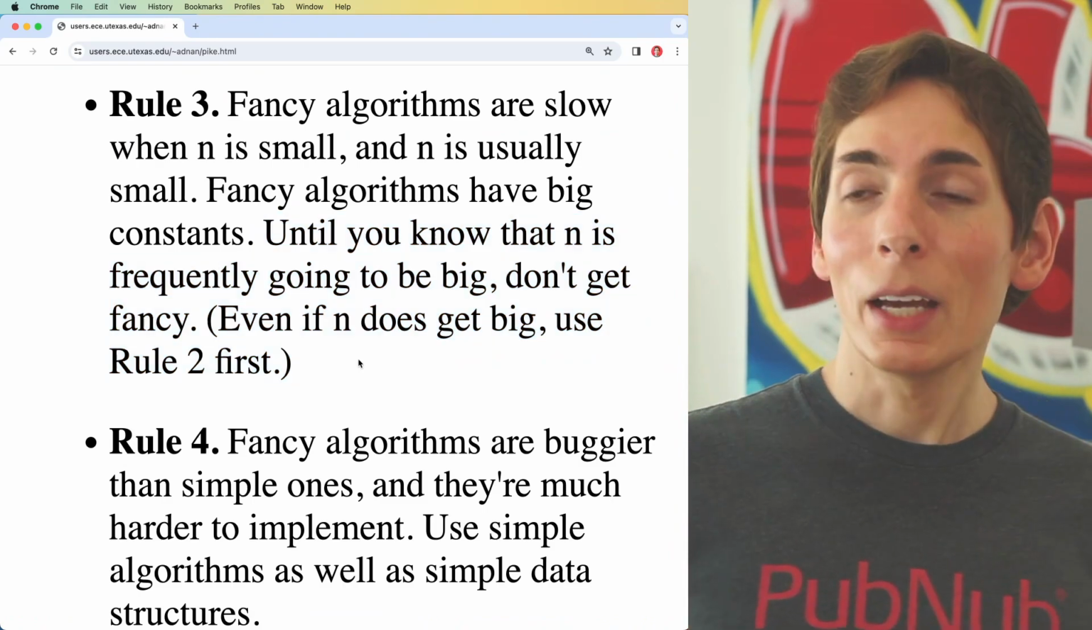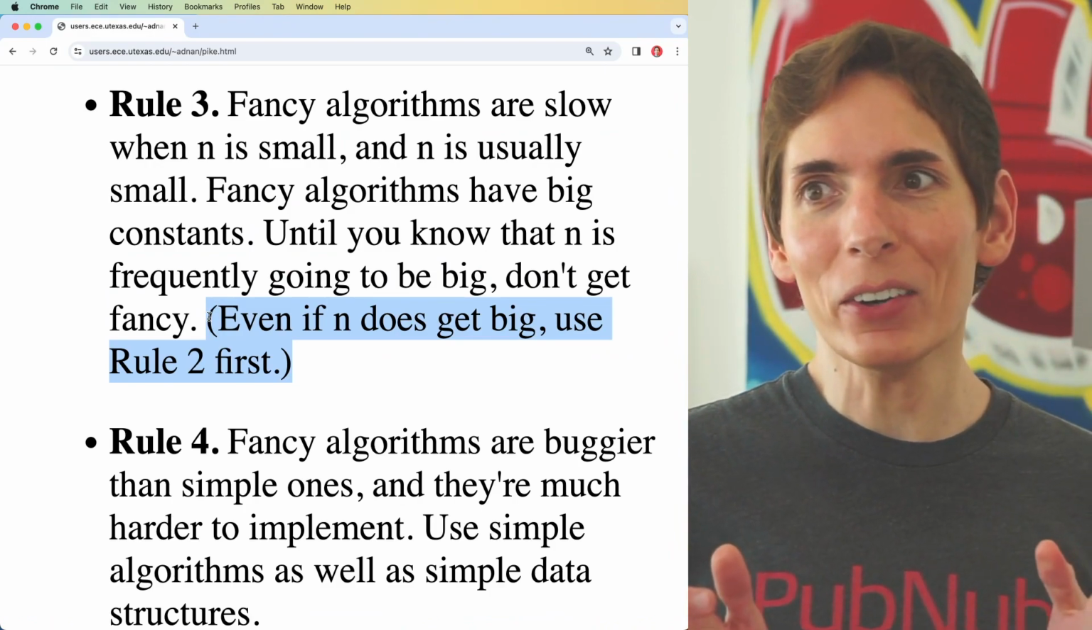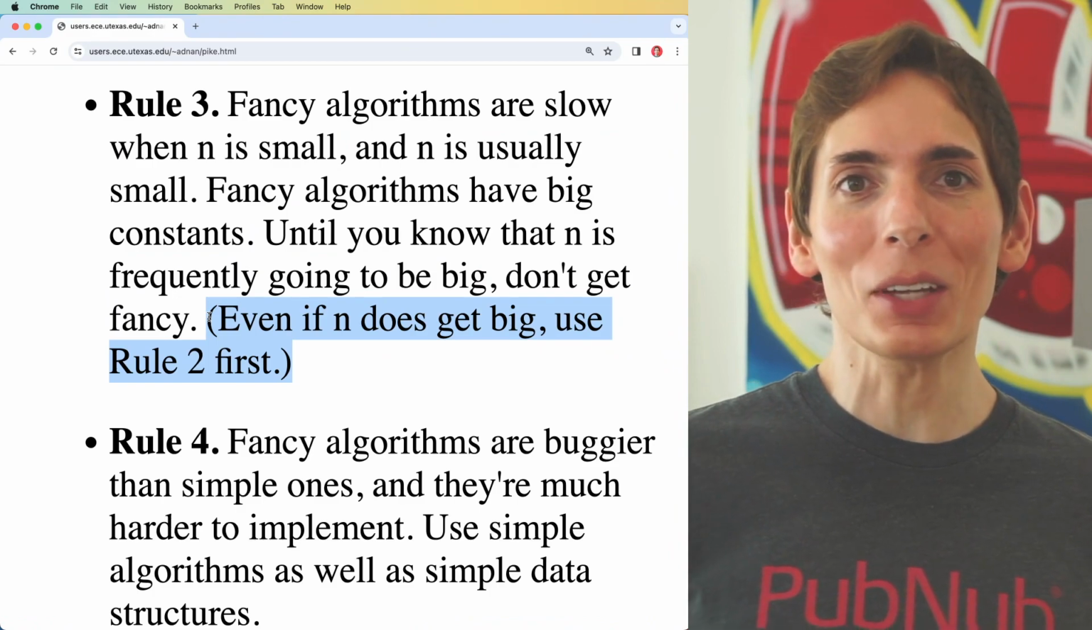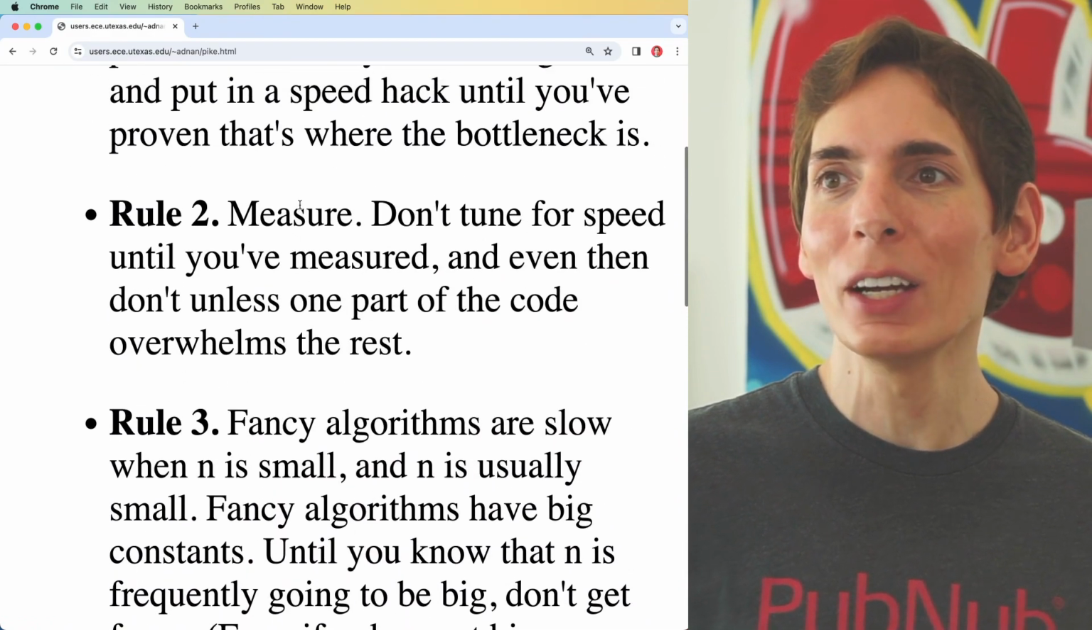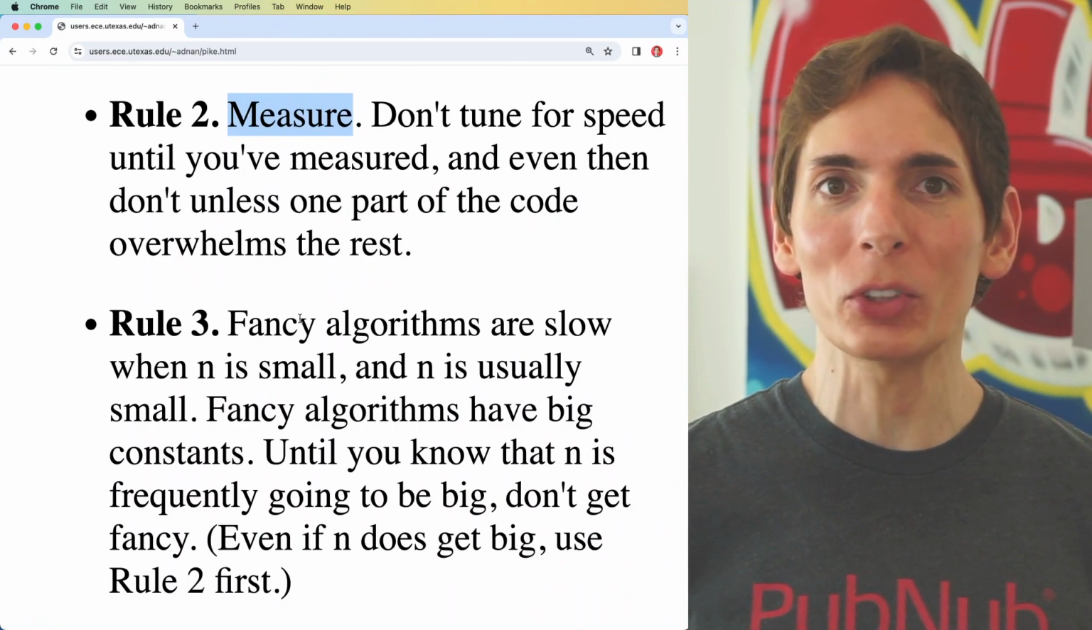Just keep things simple. And it goes a step further here in describing that even if you think that you need a fancy algorithm, do not add it in until rule number 2 is implemented first. If we remember back in rule number 2, it's simply a one-word sentence: measure. Got to measure those applications.